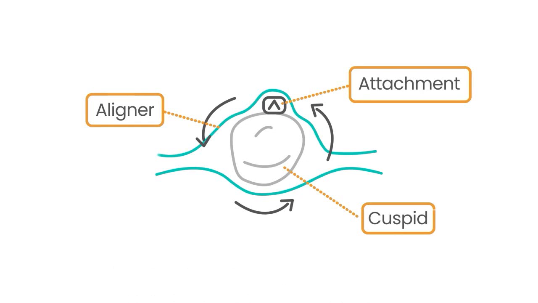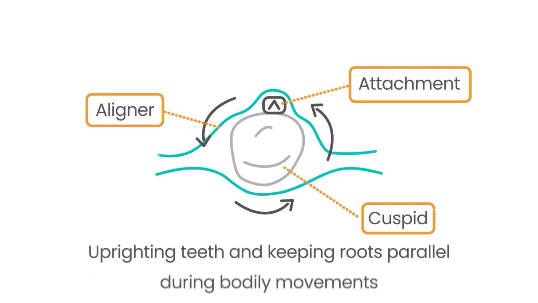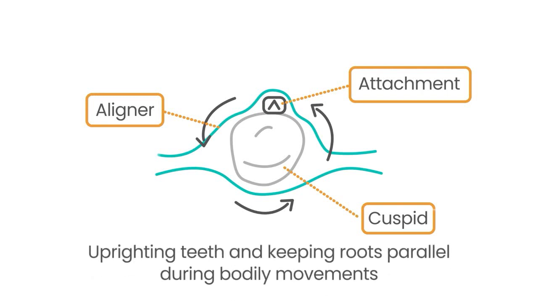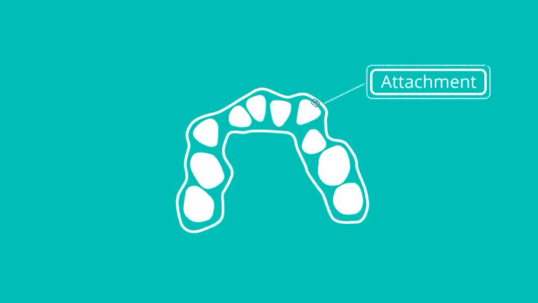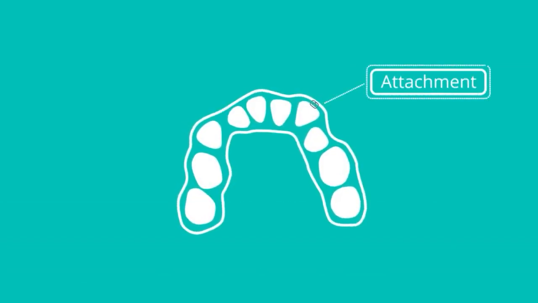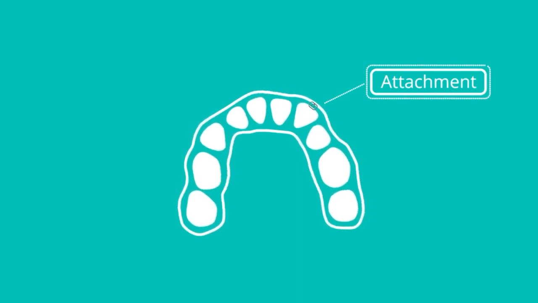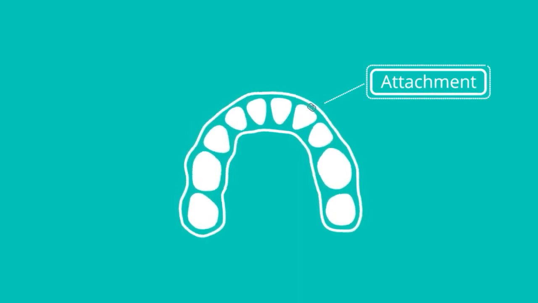Attachments have come a long way since their inception and are now used for a wide range of tooth movements, including, but not limited to, uprighting teeth and keeping roots parallel during bodily tooth movements. In fact, they are a critical component of clear aligner therapy and have become indispensable for achieving optimal treatment outcomes. Let us see how these tiny attachments have revolutionized the world of orthodontic treatment by learning how to place them.